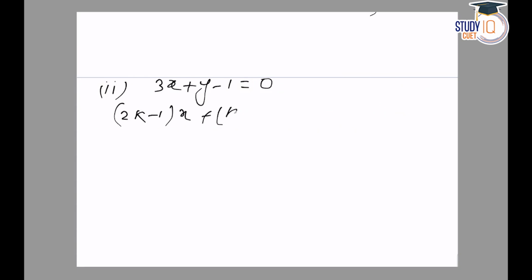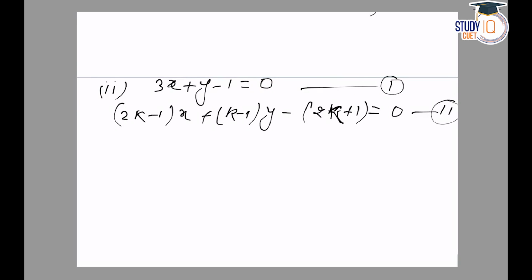Now for the second part, the first equation is 3x plus y minus 1 equals 0, and the second equation is (2k minus 1)x plus (k minus 1)y minus (2k plus 1) equals 0. Equation first and equation second.